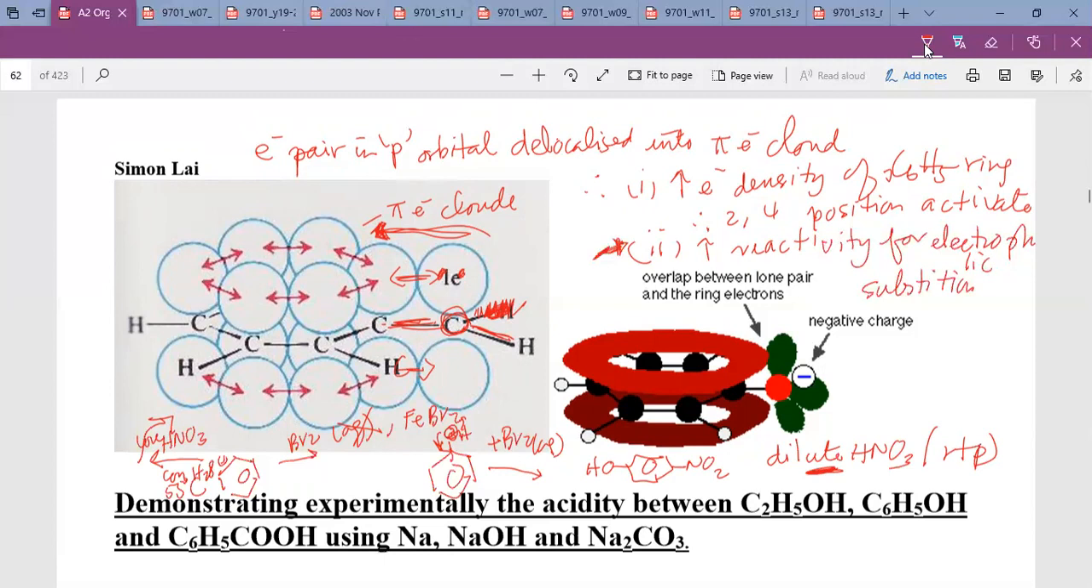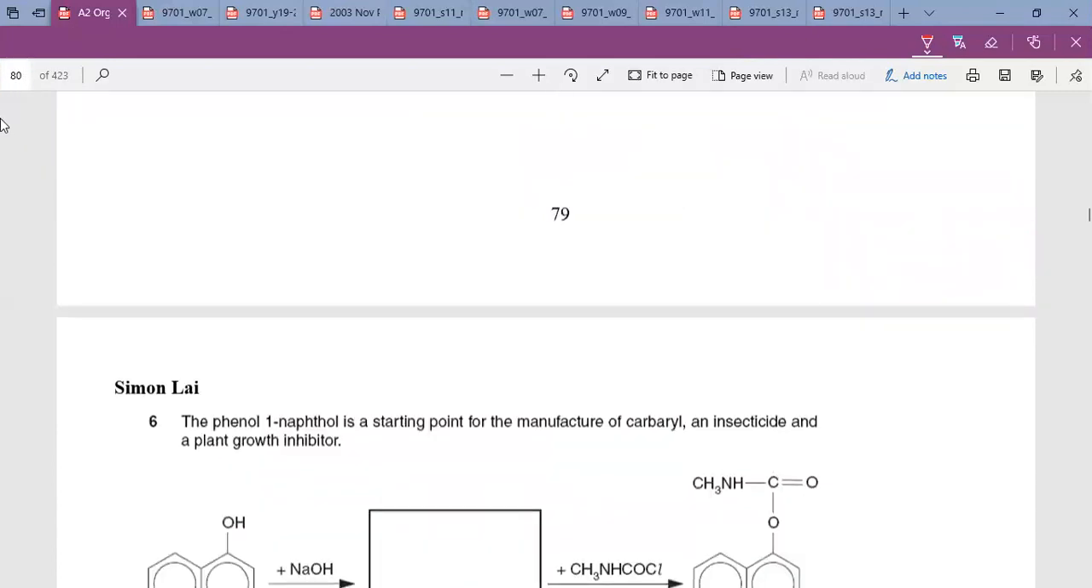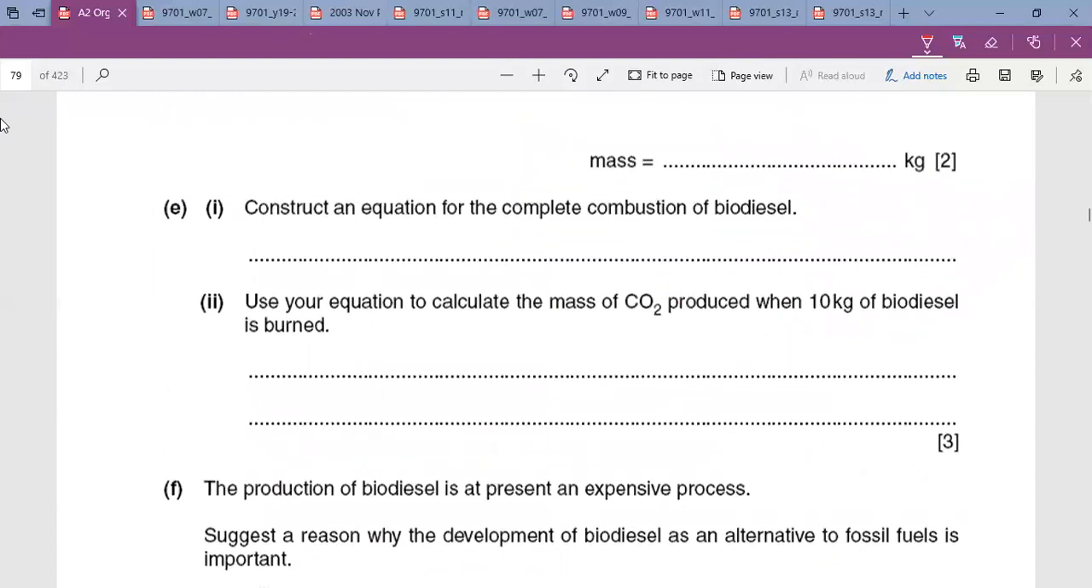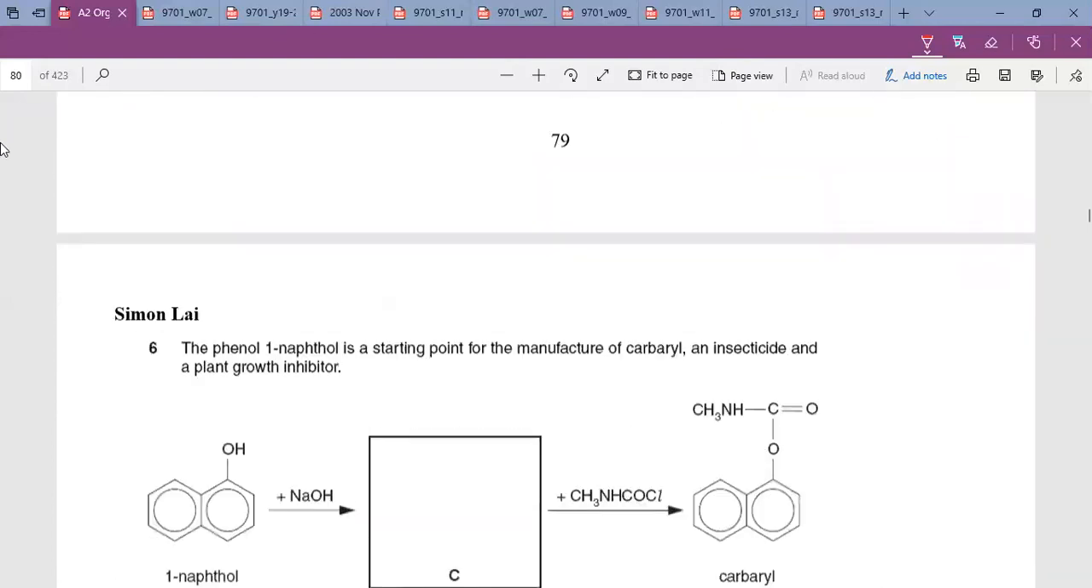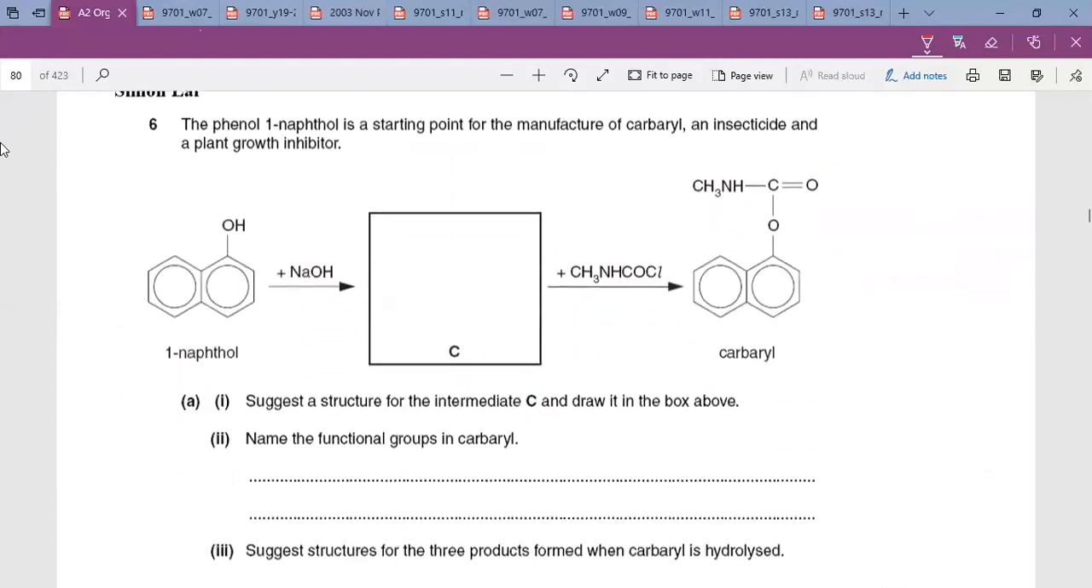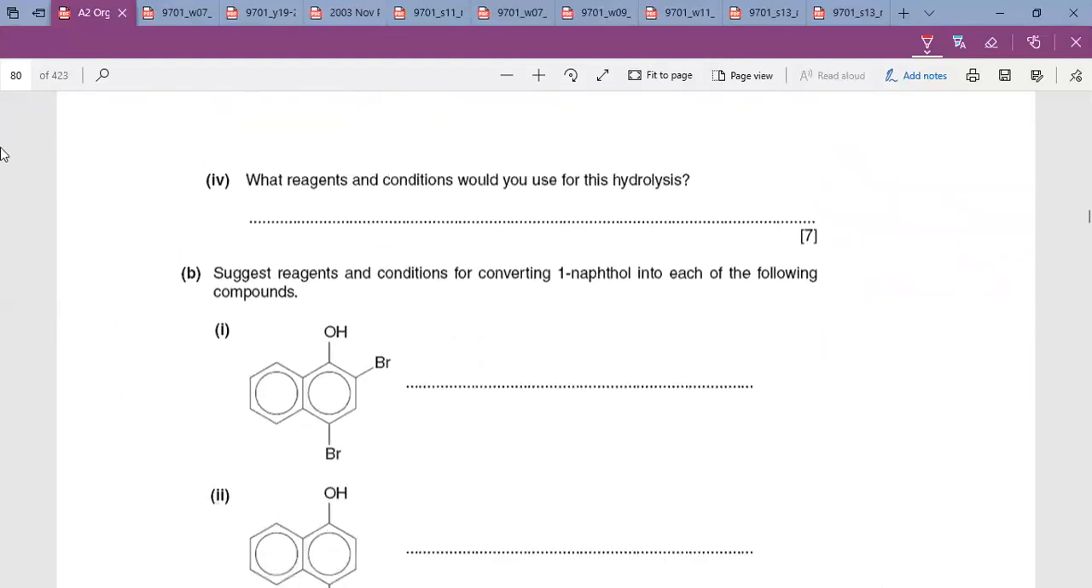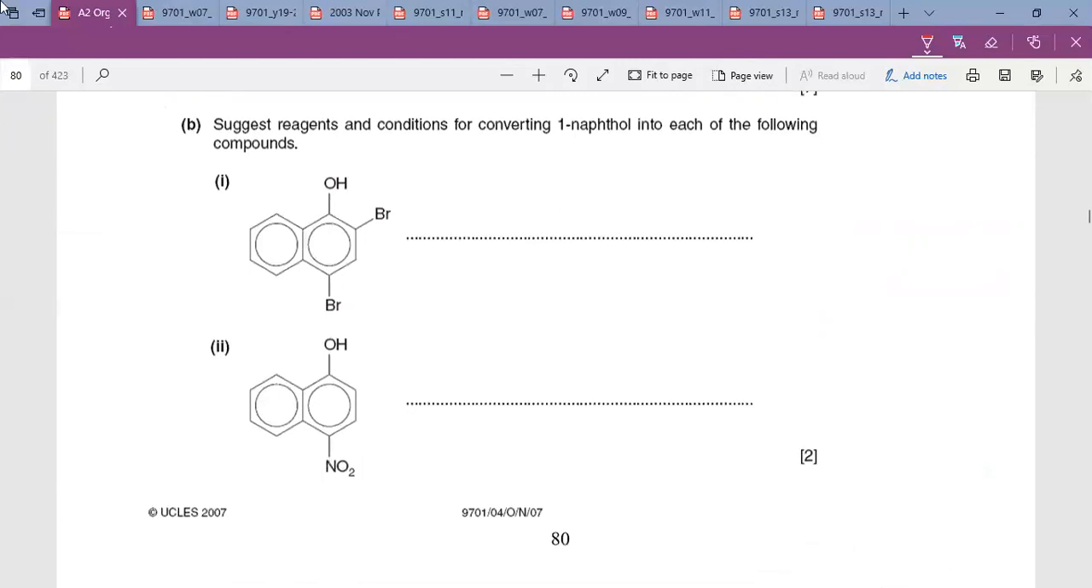Let's look at page 80, the exam questions. After all, this is what you want to do, to do well, isn't it? Why not? Page 80. Is it 80? Yeah, 80. Okay. Now here, you see now? Now don't be frightened by this. This is a two-ring structure. Don't be frightened.